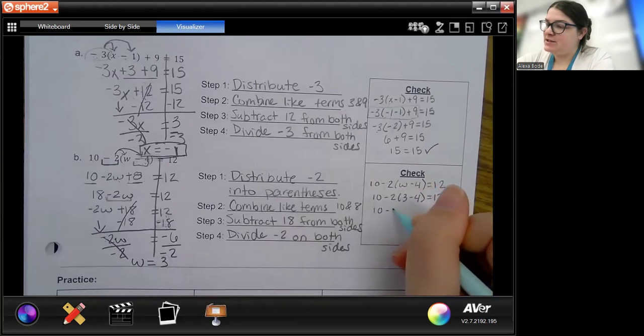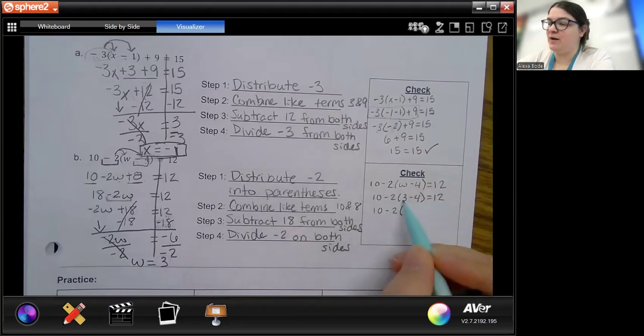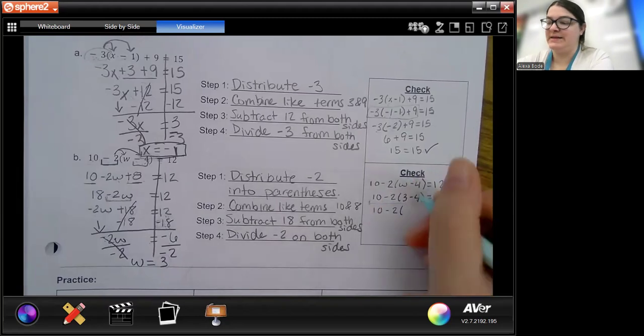10 minus 2, and then we have to solve our parentheses because we're just solving this side now to see if it equals 12. So inside of parentheses, 3 minus 4. Again, our larger number is second, so when we subtract them, it's going to be negative. 4 minus 3 is 1, and it's going to be a -1.